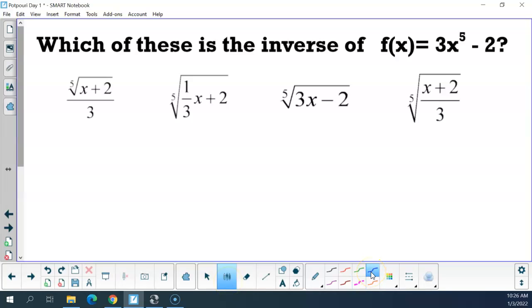Step number 1 says I do what? Put the y in for f of x. So that means it becomes y equals 3x to the 5th minus 2. Okay? Step number 2. Switch positions of the x and the y. So it would become what? x equals 3y to the 5th minus 2.